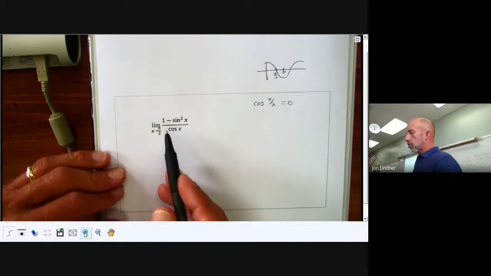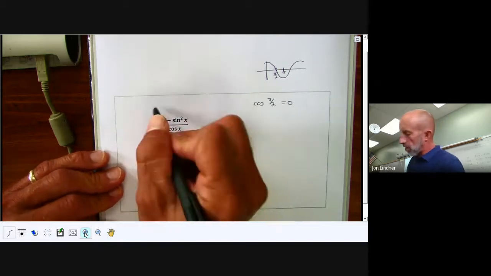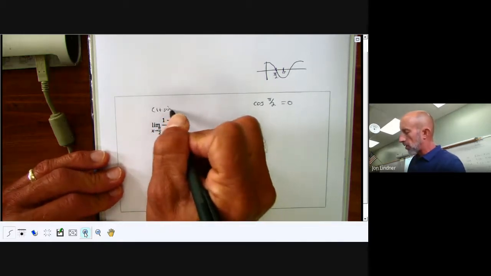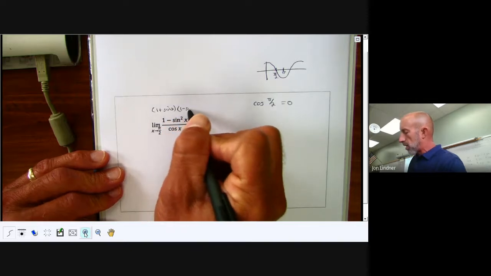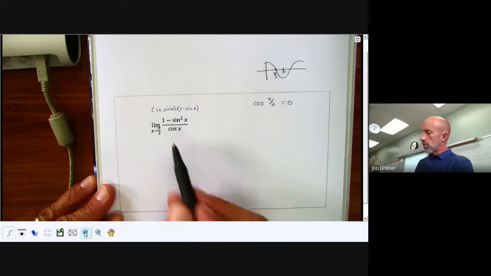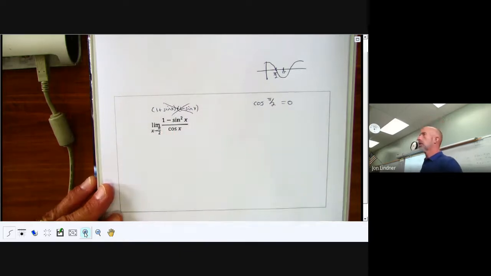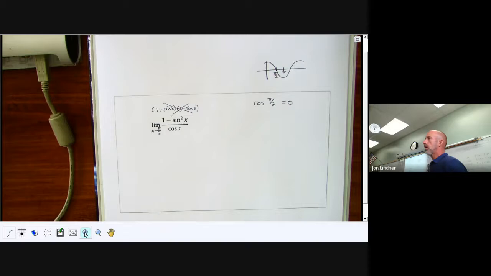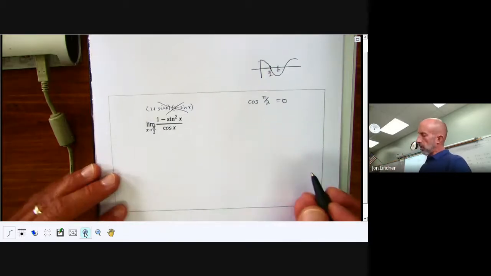Factoring this thing doesn't do me much good. If I tried to make this 1 plus the sine of x times 1 minus the sine of x, that doesn't help anything go away in the bottom. So we don't want to do that. So when that won't work, we turn to a trig identity. And let's review a little bit.